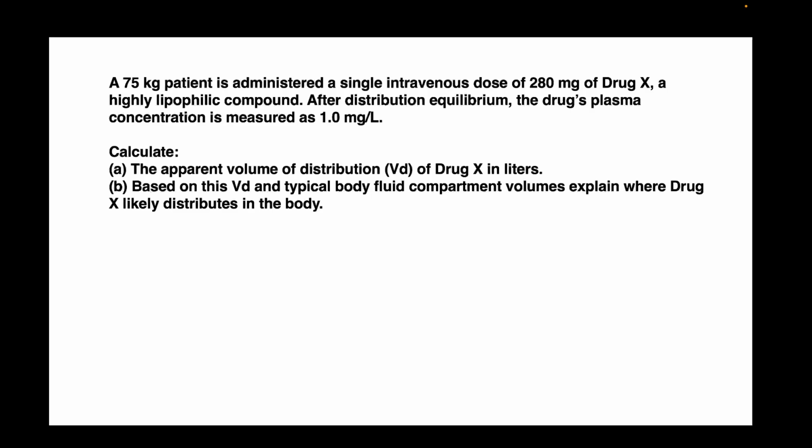If a patient is administered 280 mg of the drug and after equilibrium the plasma concentration is measured as 1 mg per liter, what will be the volume of distribution? 280. Okay. What about the second part of the question?